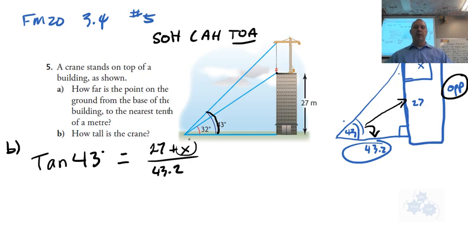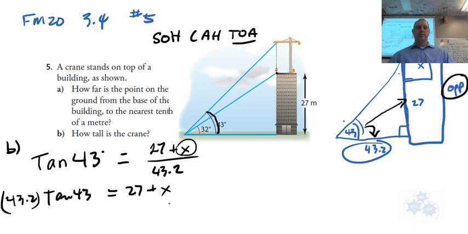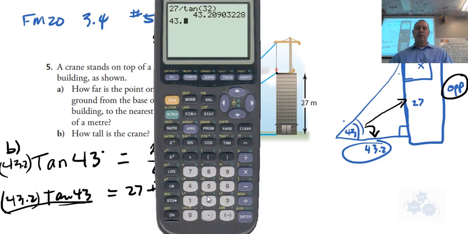Okay, so here's my missing piece right here. So if you multiply both sides by 43.2, this is what it looks like. Okay, because it would cancel off over here, right? And we'd be left with it over here. Okay, so notice that this is just a number value, okay? It's just a number, so I can do that on my calculator. 43.2 times tan 43 is 40.28.